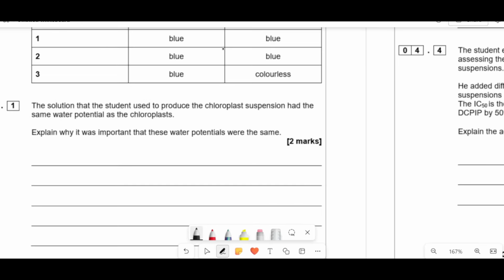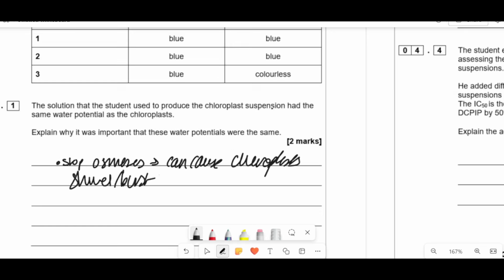So the solution that was used to produce the chloroplast suspension had the same water potential. Explain why it had to be the same. It's to stop osmosis, which can cause cells to shrivel. Sorry, not cells. We should say what specifically it is. Chloroplasts to shrivel or burst. Now, many people just kind of said plasmolyzed, turgid. Dude, no. Just don't use weird terms that have no relevance. Plasmolyzed, whatever, fine. But that's for a cell. Plasmolyzed is when it's a cell. We're not dealing with cells. We're looking at chloroplasts, and turgid as well applies to a cell. It's so that the organelles don't shrivel or shrink. It's just safer to say shrivel or shrink than to try and be big.